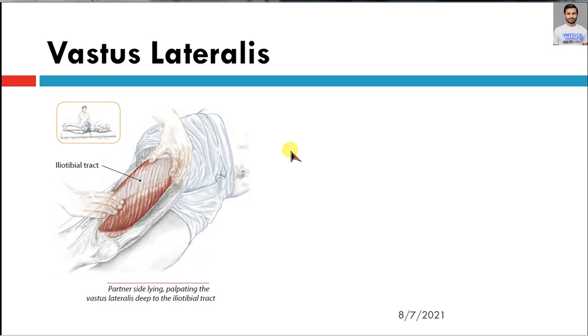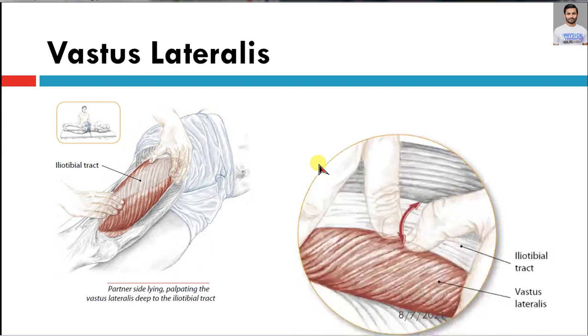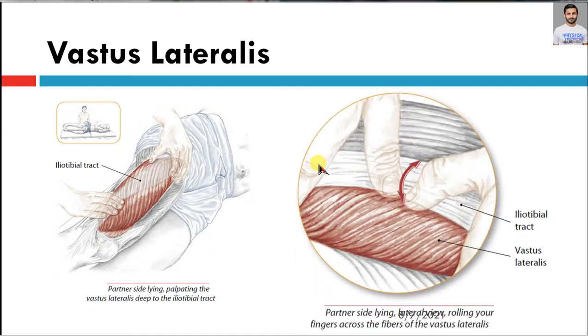Vastus lateralis is more prominent and larger as compared to vastus medialis. So hence it promotes the supralateral tracking of the patella in patellofemoral pain syndrome, and it becomes very prominent when you want to palpate it in the side lying or supine position, and you need to perform an isometric contraction of the quadriceps to make it more prominent. And it is deep to the iliotibial tract if you want to palpate in the lateral view.